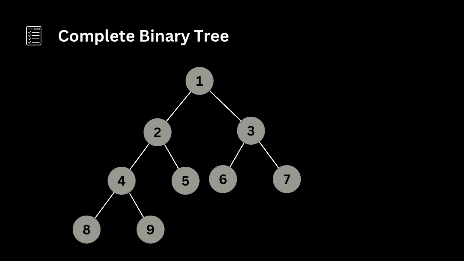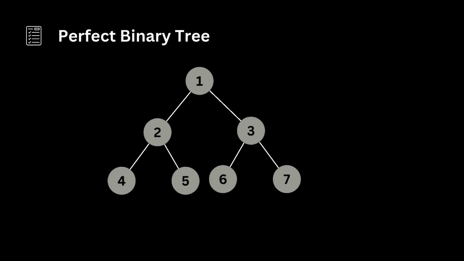Next is perfect binary tree. A perfect binary tree is a type of binary tree in which all internal nodes have exactly two children, and all leaf nodes are at the same level. Here is a diagram to illustrate a perfect binary tree. Root node 1 is at level 0, nodes 2 and 3 are at level 1, nodes 4, 5, 6 and 7 are at level 2.